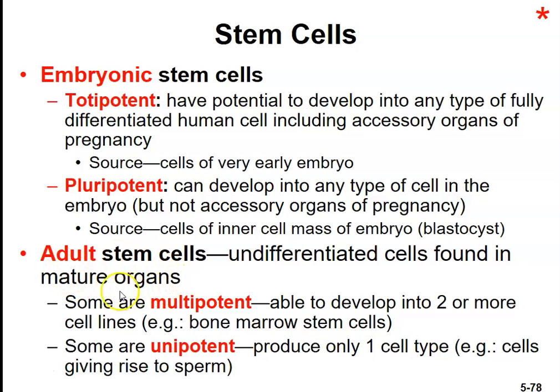Adult stem cells are found in organs already matured, but those cells are undifferentiated. An example of adult stem cells can be found in bone marrow. Those stem cells in the bone marrow are multipotent cells. Multipotent means these cells are able to develop into two or more cell lines. Some cells are unipotent stem cells. For example, in testes, we have stem cells that can only form into sperm.